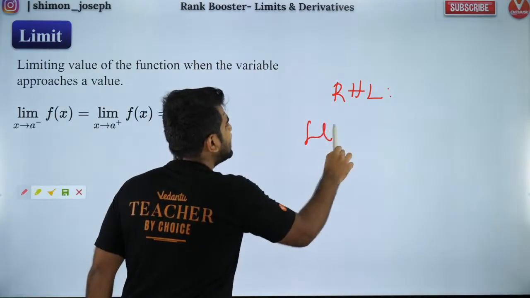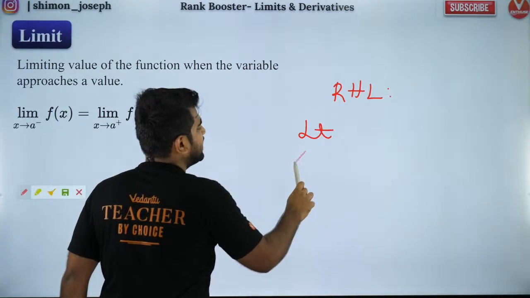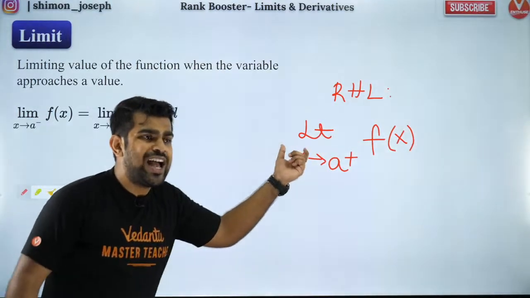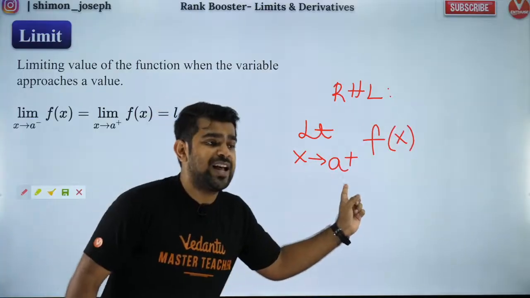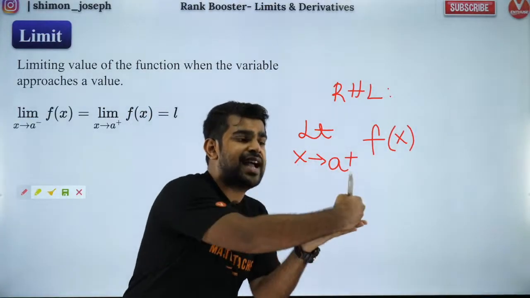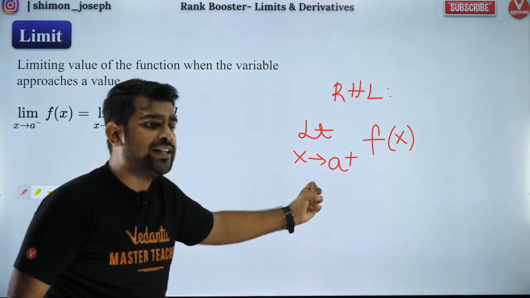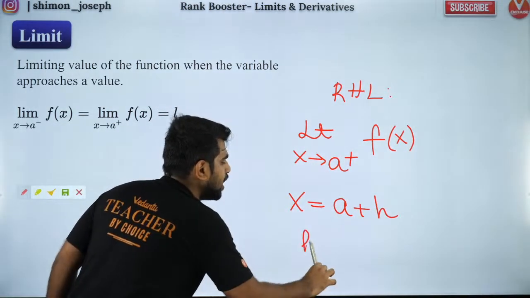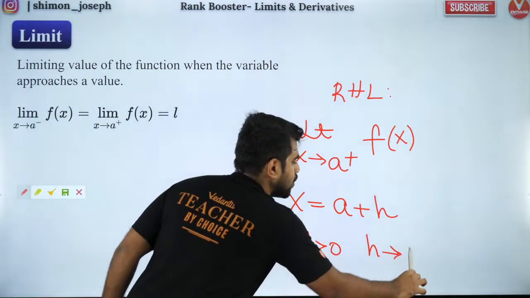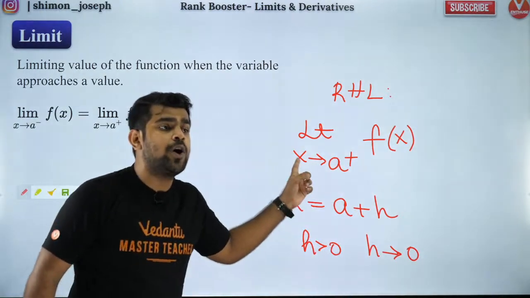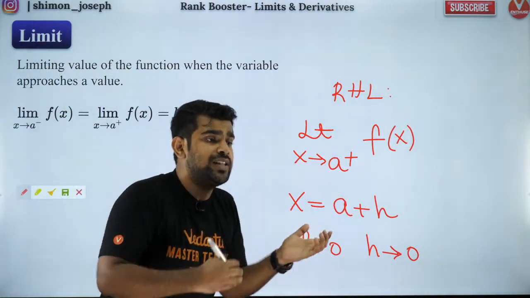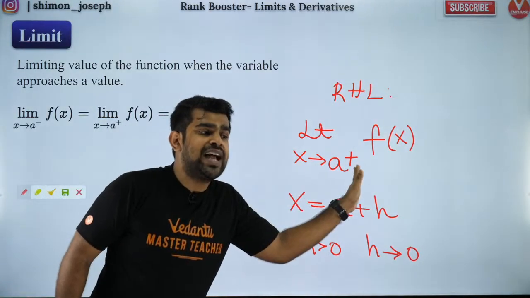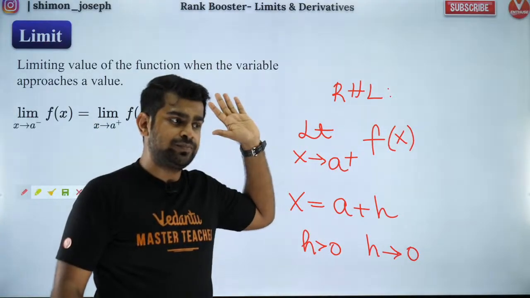So now RHL means, let's say we have limit x tending to a plus of f of x. Are you all clear with that? A plus means to the right side of a. Then how will I expand it? I will expand it like this: x is equal to a plus h, where h is a positive number and h is a very small quantity. Why is h a very small quantity? Because x tends to a plus. So that means it is very close to a, to the right side of a. Are you all clear with it?